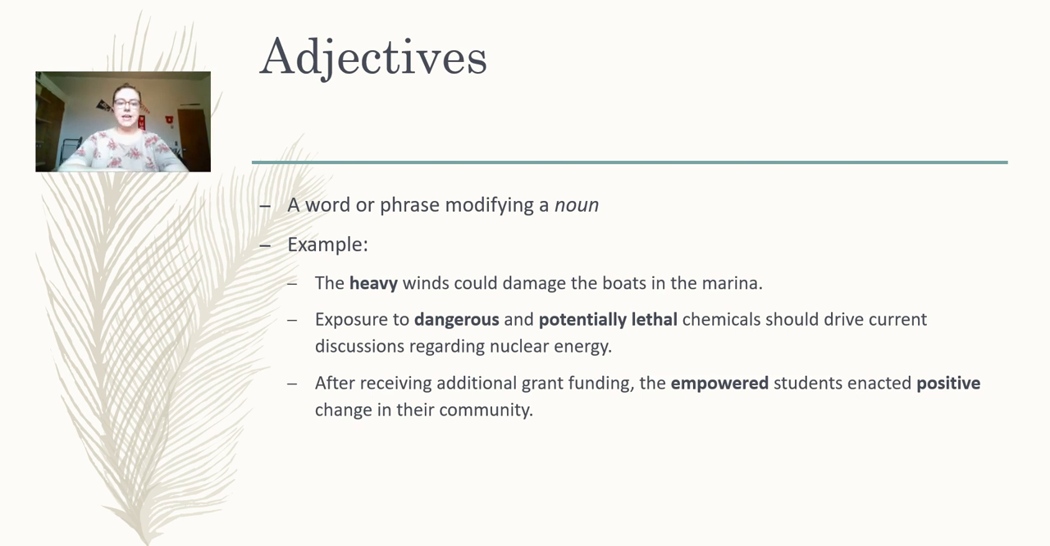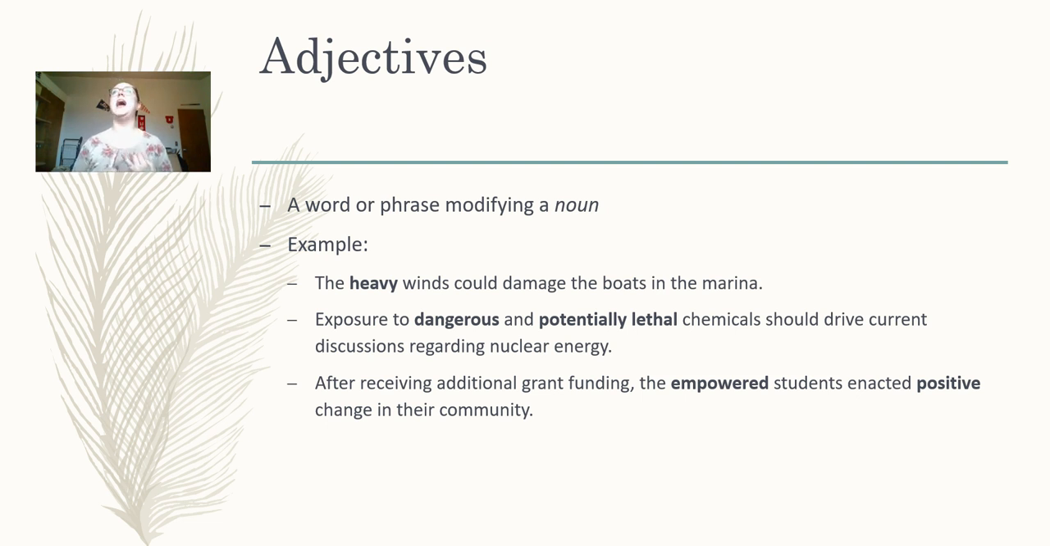So looking at our final example, after receiving additional grant funding, the empowered students enacted positive change in their community. So if we were to change, let's say, positive to negative, that's going to completely change how our reader not only understands the sentence, but understands the students if we continue to reference them later throughout our work. So if I'm your reader and you say, after receiving additional grant funding, the empowered students enacted negative change in their community, I might think that the students are trying to mutiny the town.